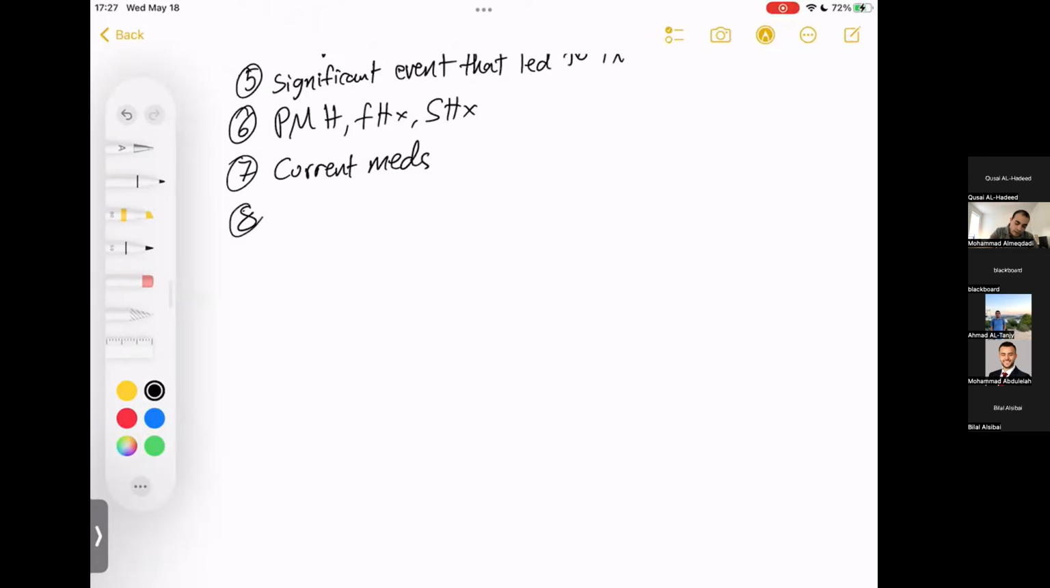And then you're going to write a physical exam. And this physical exam is going to be the physical exam upon transfer, essentially. So once you transferred the patient, what was the last physical exam that you saw them on? Obviously, you're going to write your vital signs plus the physical exam.